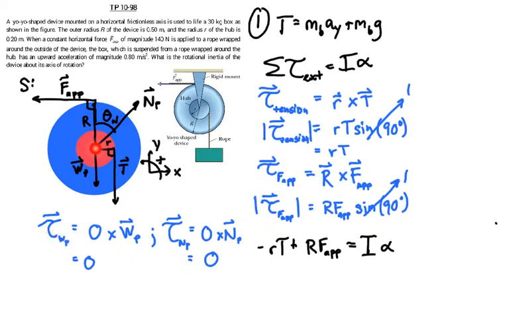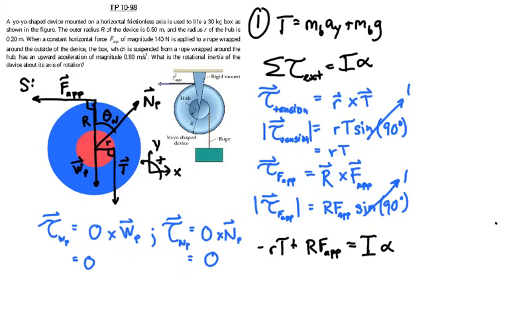Because it is acting at the axis of rotation, there is zero torque created by that force, because the distance of the force from the axis of rotation is 0. The same can be said for the normal force. It is acting on the axis of rotation, so it does not create a torque. So the only two forces that create a torque on our pulley are our tension force and our applied force.